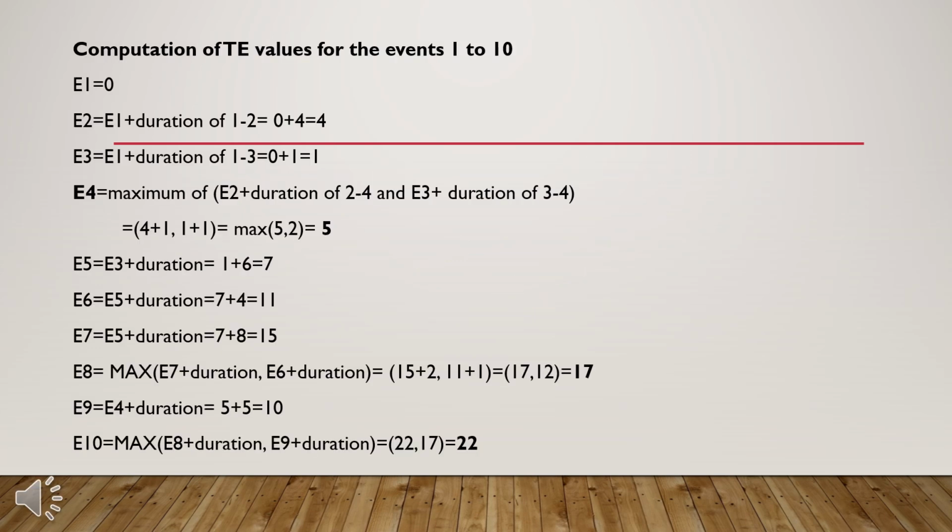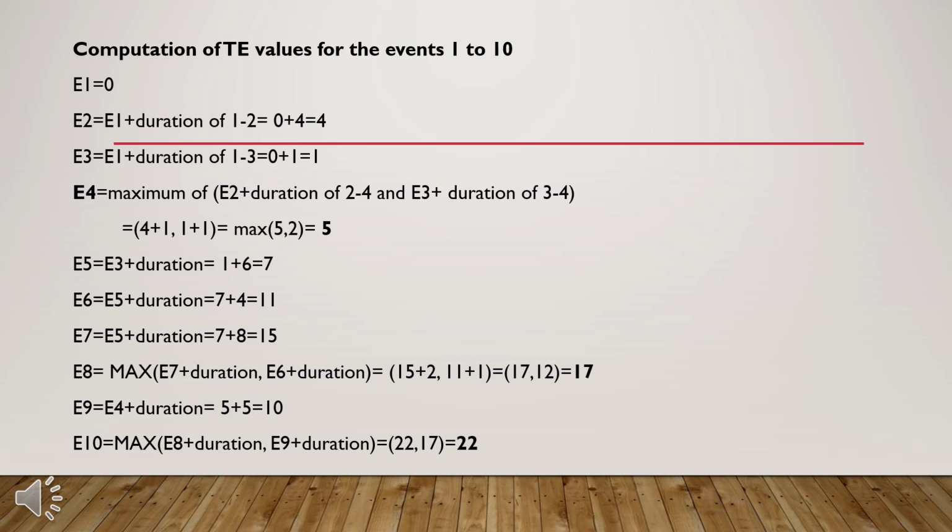Computation of TE values for the events 1 to 10. E1 equals 0. E2 equals E1 plus duration of 1-2, equals 0 plus 4, equals 4. E3 equals E1 plus duration of 1-3, equals 0 plus 1, equals 1. E4 equals the maximum of E2 plus duration of 2 to 4 and E3 plus duration of 3 to 4, equals 4 plus 1, 1 plus 1, equals max of 5, 2, equals 5.